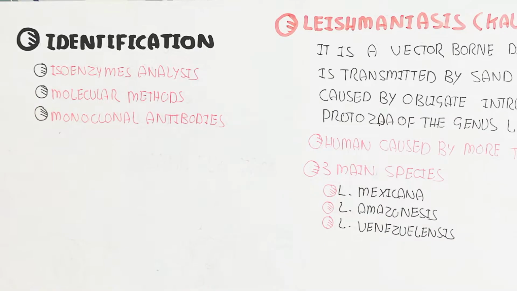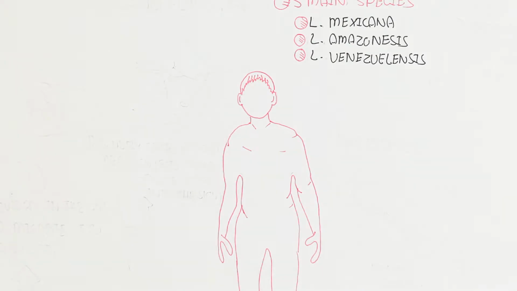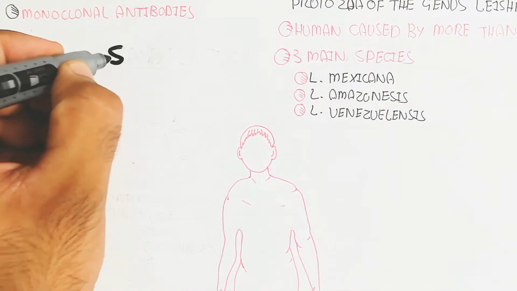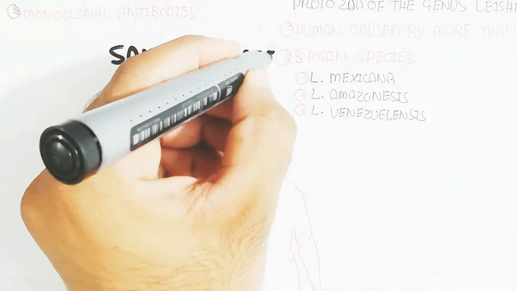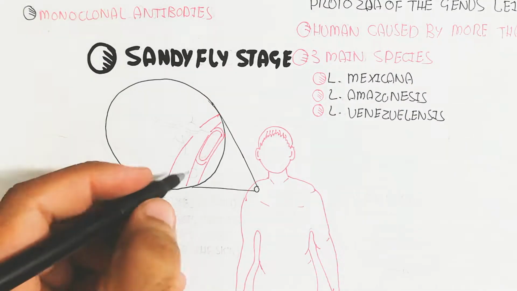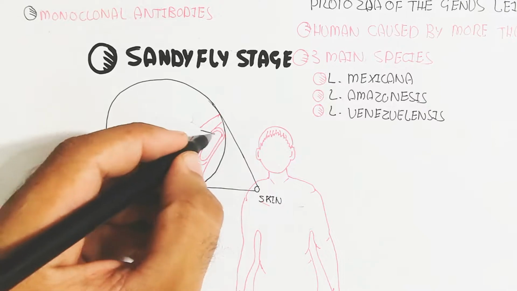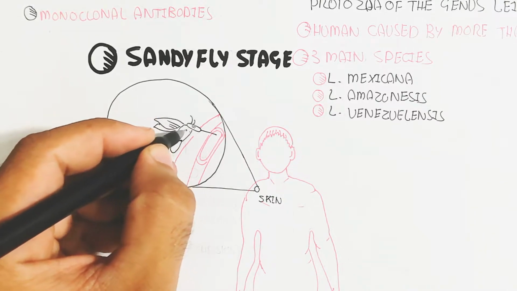But on the other hand, let's begin to understand the life cycle of Leishmania, a protozoan, which is a eukaryote because it is a protozoan containing a true nucleus. So remember, this requires a vector. This vector is the sandfly, and we will discuss the stages here, starting when the sandfly bites.